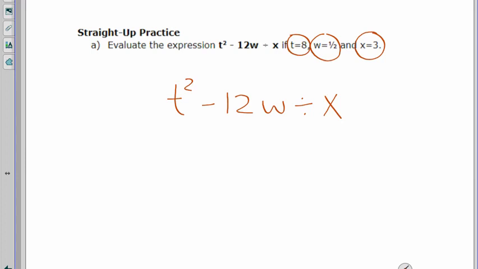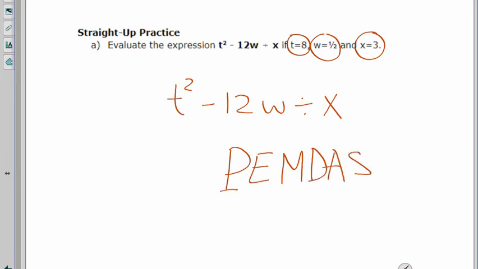And remember to obey PEMDAS. Parentheses, exponents, multiply, divide, left to right, add, subtract, left to right.